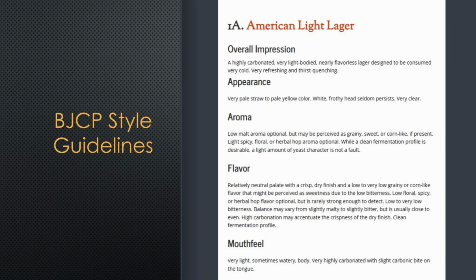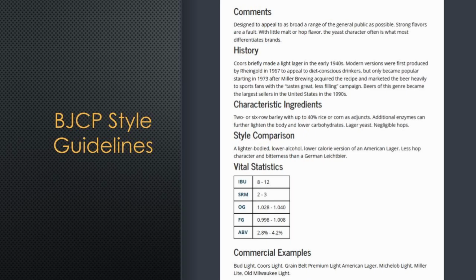So for instance, on the BJCP website, using American Light Lager style as an example, they go through what the appearance, aroma, flavor, mouthfeel should be. They'll also go through some vital statistics, what the IBU should be, what the SRM should be, what the original gravity should be, and final gravity, where that should end up for an overall ABV between 2.8 and 4.2%. They also give some commercial examples at the bottom here that talk about what things that you could buy in the store that would meet that BJCP style guideline.